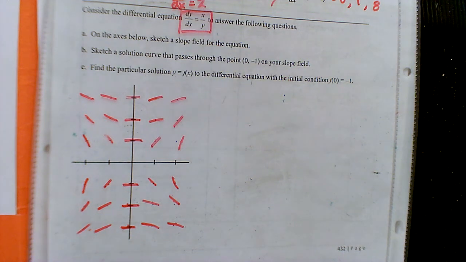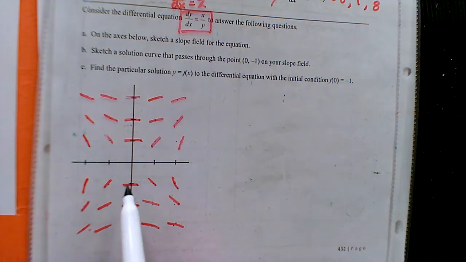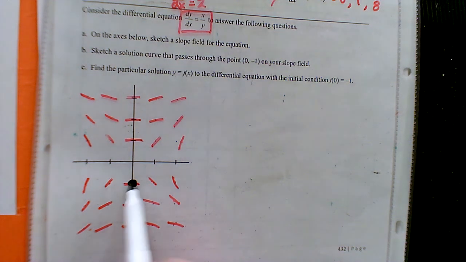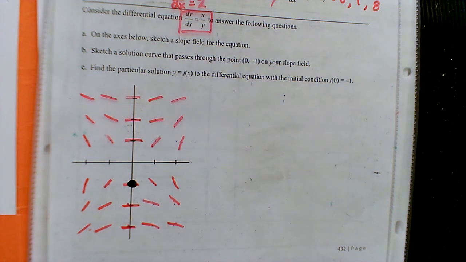All right, let's try part B. Sketch the solution curve that passes through the point (0, -1). So let's go to that point on our slope field, and we'll plot it. And we're going to follow the slopes to the left and to the right. As you follow the slopes, your pencil should be parallel to the slopes.